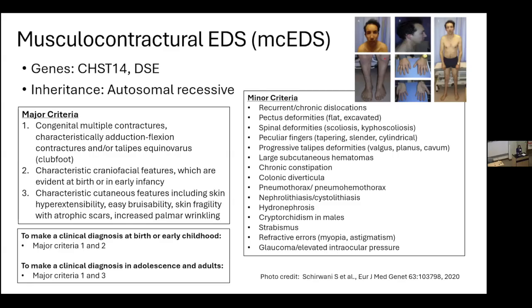So there are characteristic craniofacial features which are evident at birth or in early infancy, and then the skin involvement with stretchy skin, easy bruising, skin fragility with atrophic scars. And here again, we may see the increased palmar wrinkling. So at birth or early childhood, we want to look for major criteria 1 and 2. If we're thinking about this diagnosis in adolescents or adults, we look for 1 and 3, the cutaneous features and the multiple contractures.